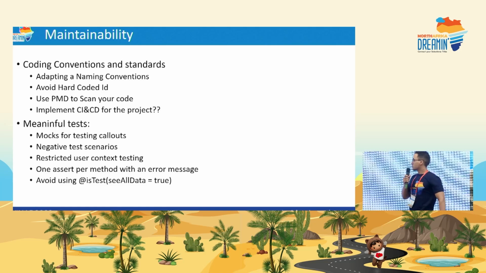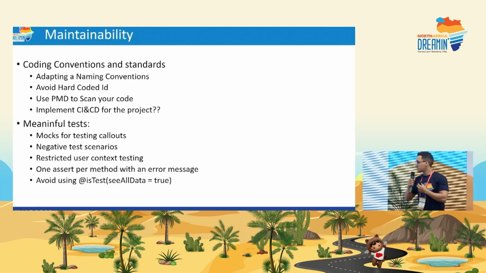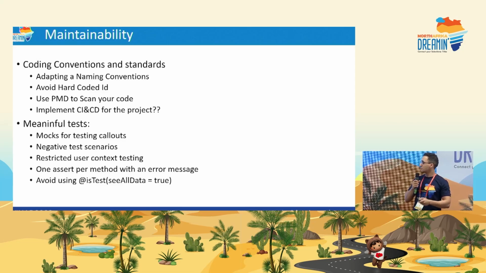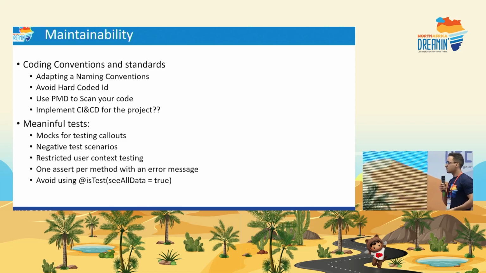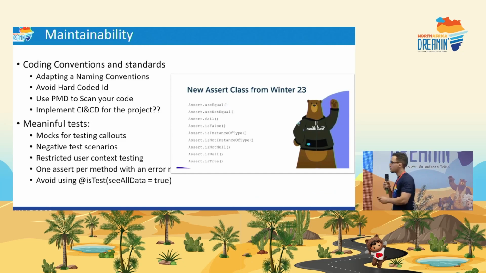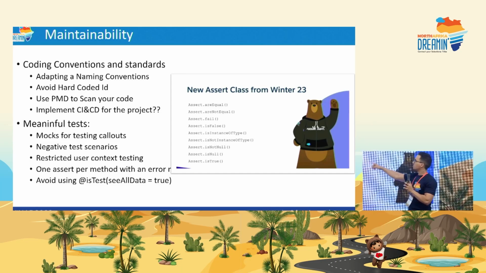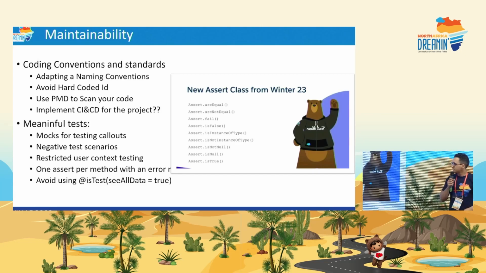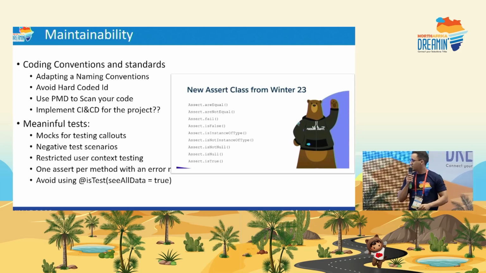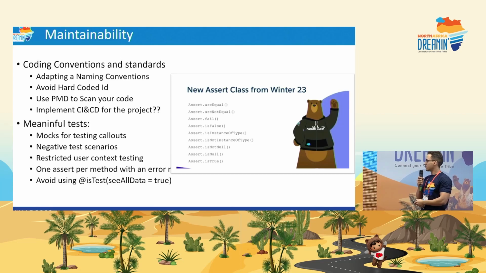It's also standard to use mocks for testing callouts. Restricted user context testing is also very important. And the asserts are helpful to read the errors of the test classes, so it's good to have one assert method with an error message. Actually, in the last release, Salesforce introduced new methods for asserts: areEqual, areNotEqual, etc., that you can see here on my screen. And definitely avoid that little part there, because it's not very friendly to use in our code. It's also very bad for security: the SeeAllData equals true.